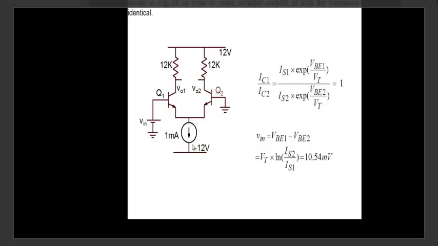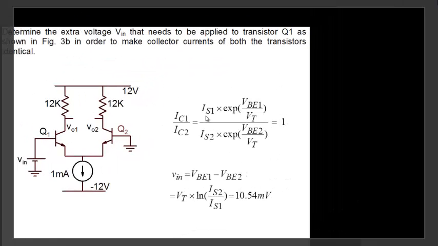This doesn't matter, it's a current source here. So when you take the ratio, you get VB1 minus VB2. From here, you can calculate the value of Vin that you have to apply, 10.54 millivolt. So in situations where there's a mismatch, if through the normal small signal route we cannot handle it, then go back to this fundamental equation, IC is IS exponent VB by VT. Try to attack the problem with this equation.